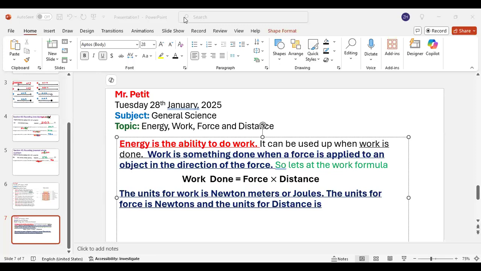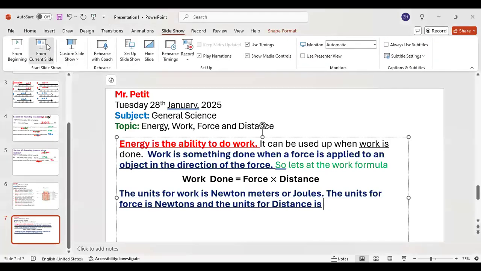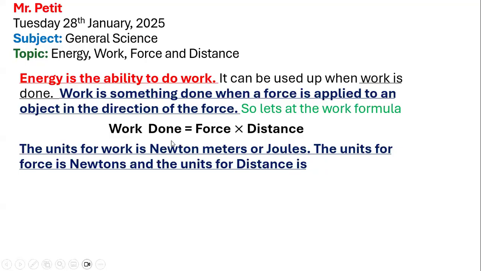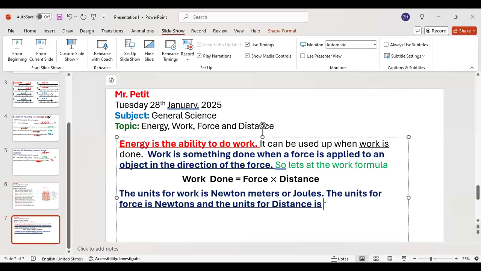All right, so what is the definition or the formula for work done? So we can calculate work, right? Work is done, and we have the force multiplied by the distance. Work is measured in joules, force is measured in newtons, and the units for distance is meters.